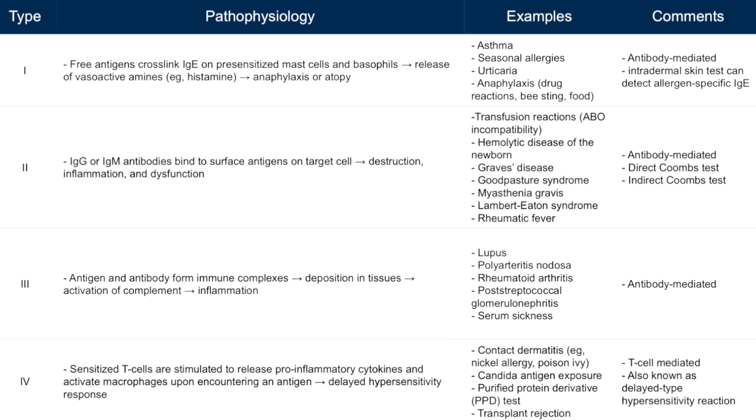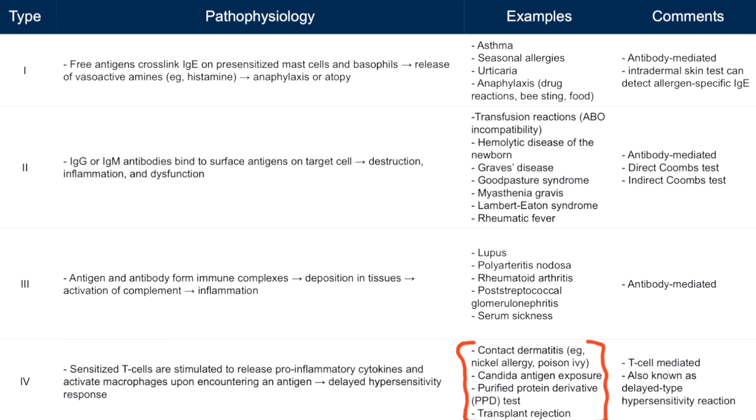High-yield examples of type 4 hypersensitivity reactions include contact dermatitis, as can be the case with exposure to nickel or poison ivy, candida antigen exposure, the purified protein derivative test, and transplant rejection.